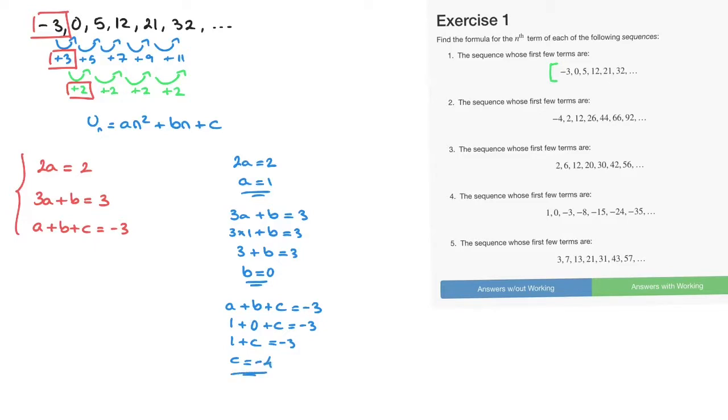We now have all three coefficients, and we can state the formula. That would be un equals 1n squared, we just write n squared, plus 0n, we don't bother writing that, plus -4, which leads to -4. And that's the formula for the nth term of this sequence.